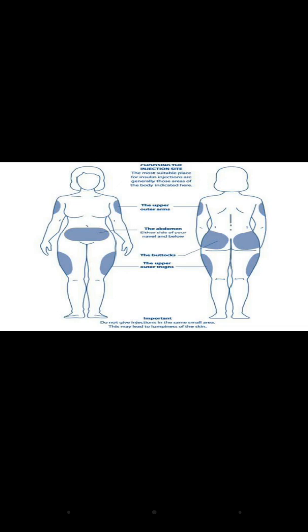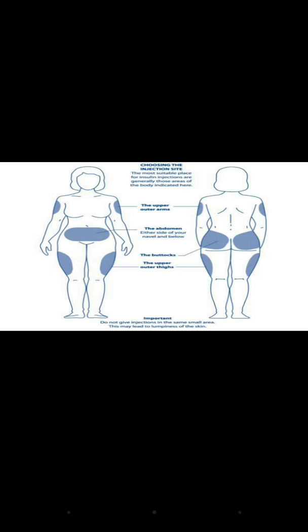Now the insulin, where should the insulin be administered? Insulin is given by the subcutaneous injection route. What are the sites of insulin injection? The upper outer arms, the abdomen, the buttocks and the upper outer thighs. The main important thing is that in the abdomen, at least 2 inches away from the navel. From the navel you have to inject the insulin 2 inches away, right?